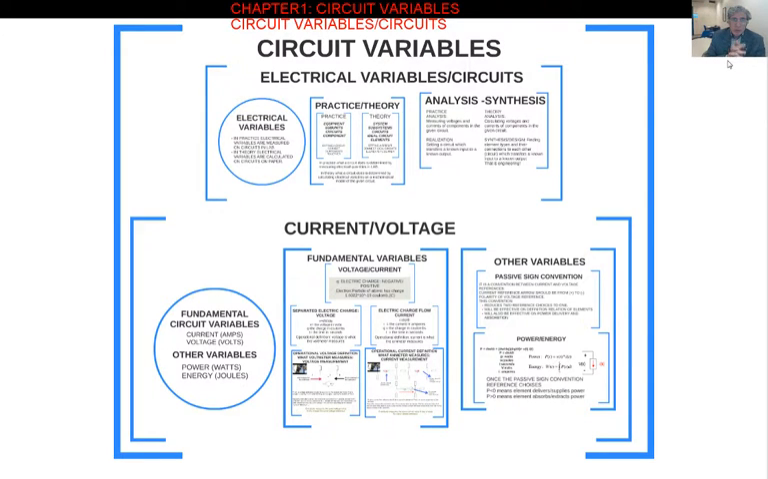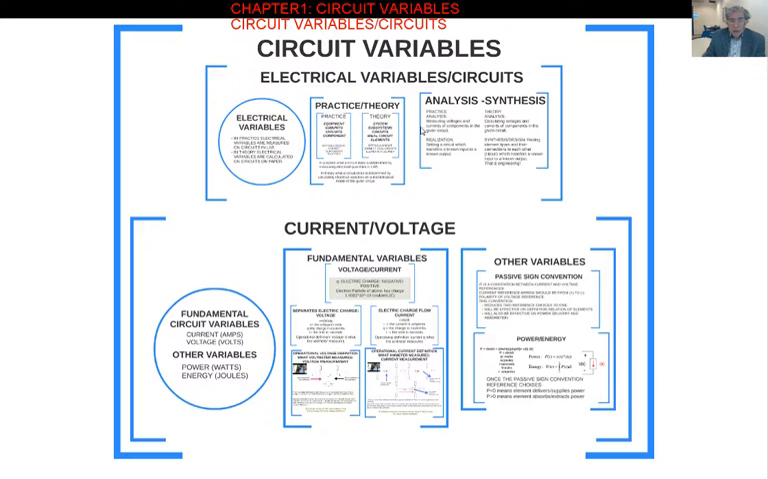We're going to start with circuit variables. In order to understand circuit variables, we've got to start from the circuits, of course. What's the relation between the variables and the circuits? So we've got to mention a bit circuits and what those circuits are in practice and theory. So I'm talking about this frame.